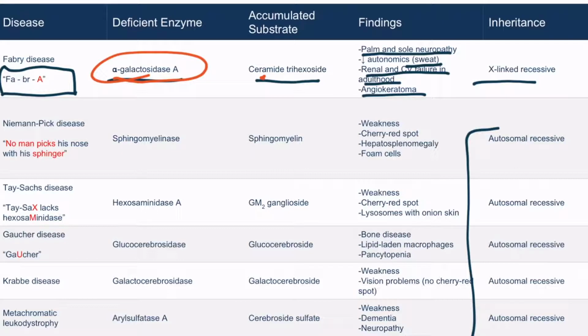The A also helps me remember that the toxic compound accumulates in the autonomic nerves and the arteries. So A for autonomic and arteries. Finally, the A helps me remember angiokeratomas.